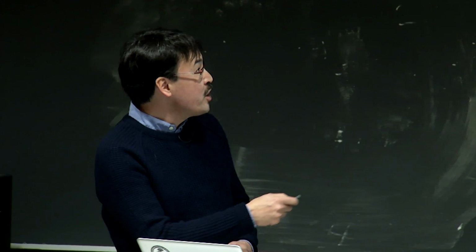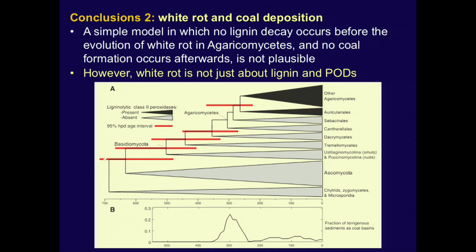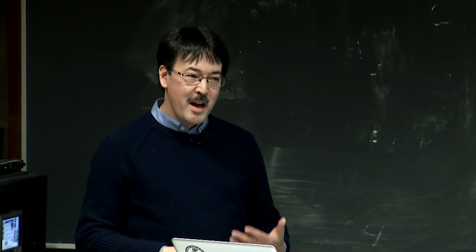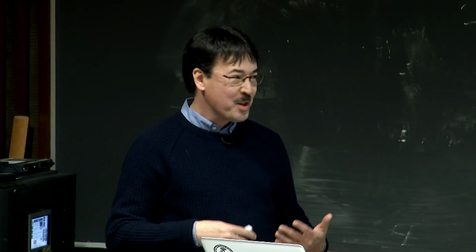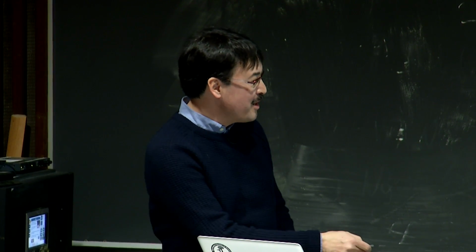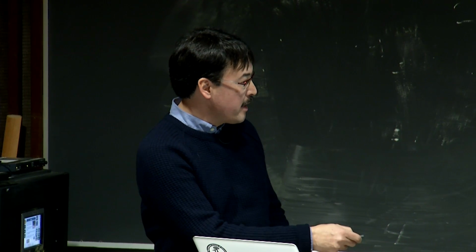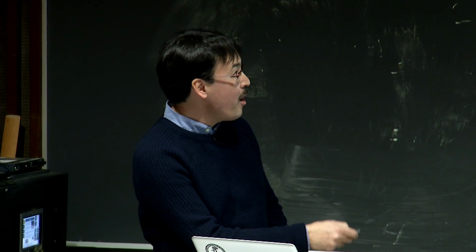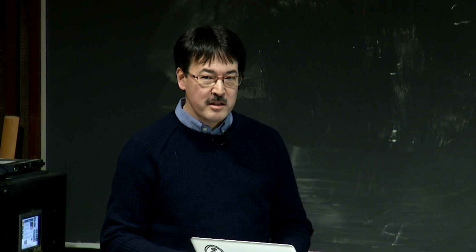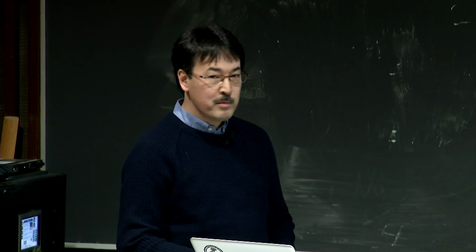But I would say that the rejection of that simple model does not preclude the idea that the evolution of this complex white rot mechanism could have contributed to this decline in organic carbon sequestration, in part because white rot, it's not just about lignin, it's not just about class 2 peroxidases.